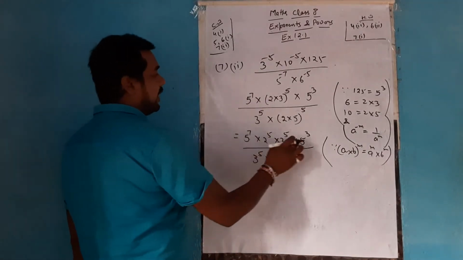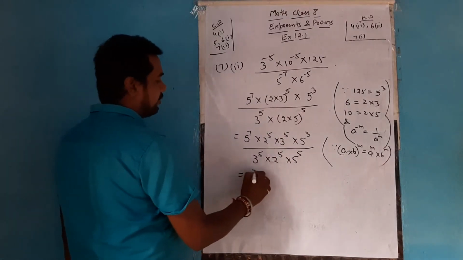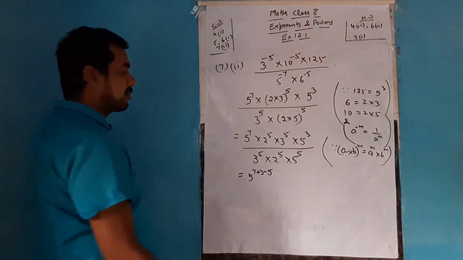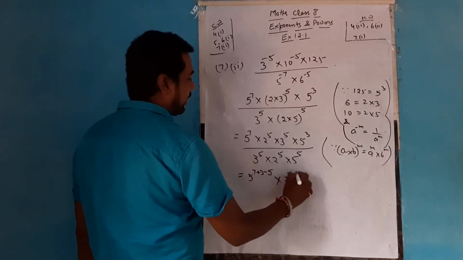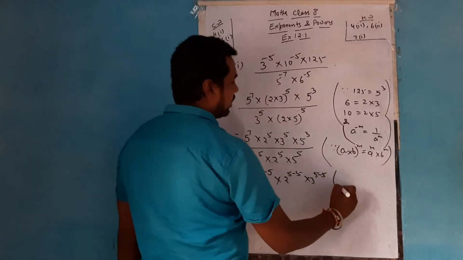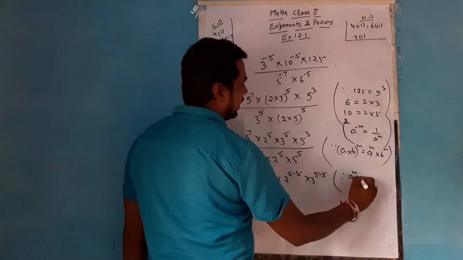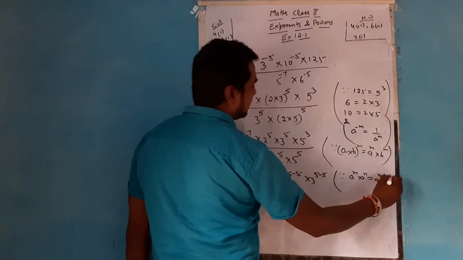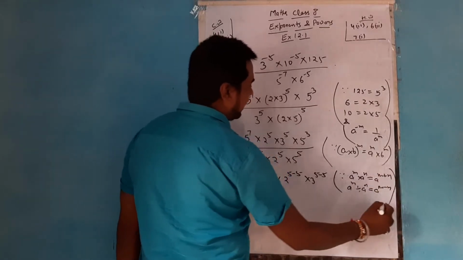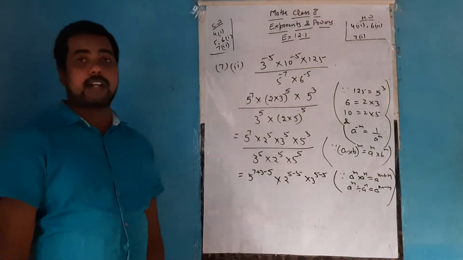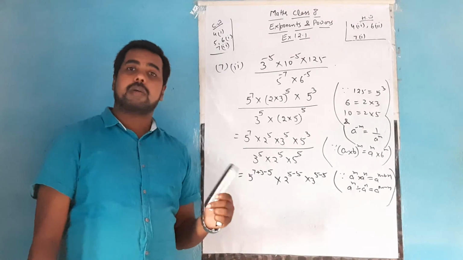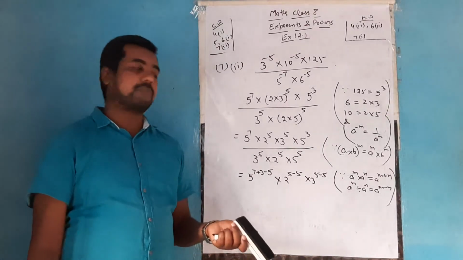So 5 is here, 5 is here, 5 is here. So the power of 5 becomes 7 plus 3 minus 5. As 5 is in the denominator, that will be subtracted. Similarly, 2 power 5 minus 5, and similarly 3 to the power 5 minus 5. The reason: a power m into a power n is a power m plus n, and a power m divided by a power n results in a power m minus n. That is the basic first and second law. When the bases are the same with a product sign between them, you add the powers. When the bases are the same with a minus sign between them, you subtract the powers.